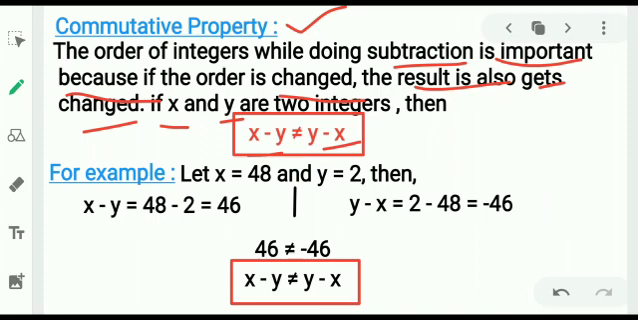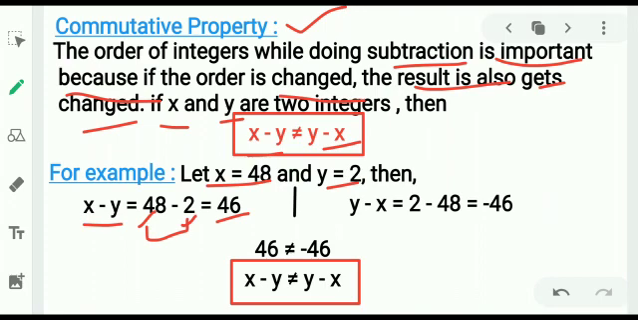For example, let us take x, the first integer, x is equal to 48, and the second integer y is equal to 2. Let us find the value of x minus y. In the place of x we have to put 48, and in the place of y we have to put 2. When we subtract 2 from 48, we get 46.